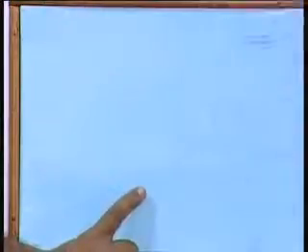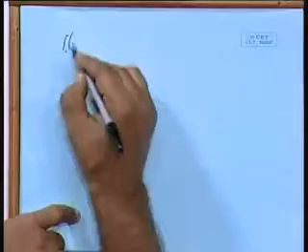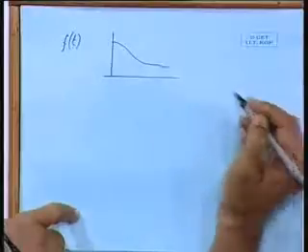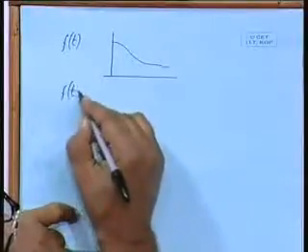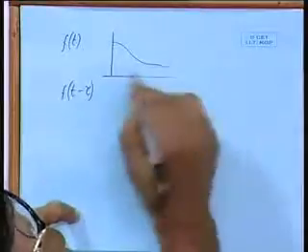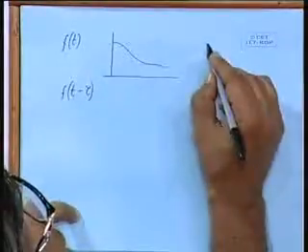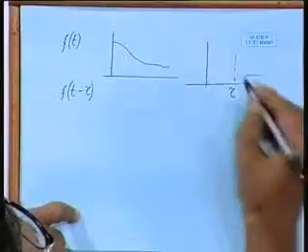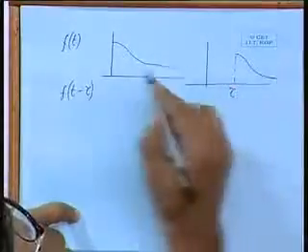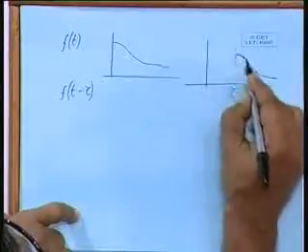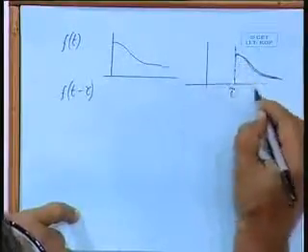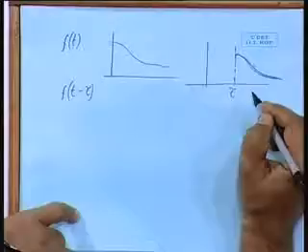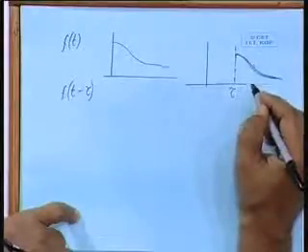So, any function, if we shift it, f t is a function like this. Then what is f t minus tau? If I want to represent the same function which is starting after an interval tau, if it is identical, then what would be the mathematical representation of this function? f t minus tau, does it represent this?